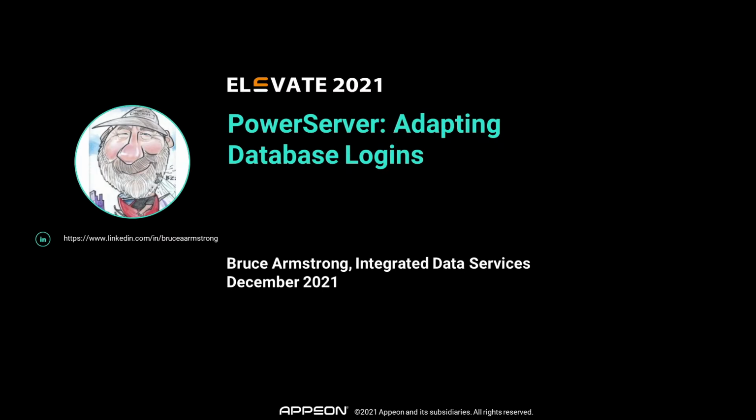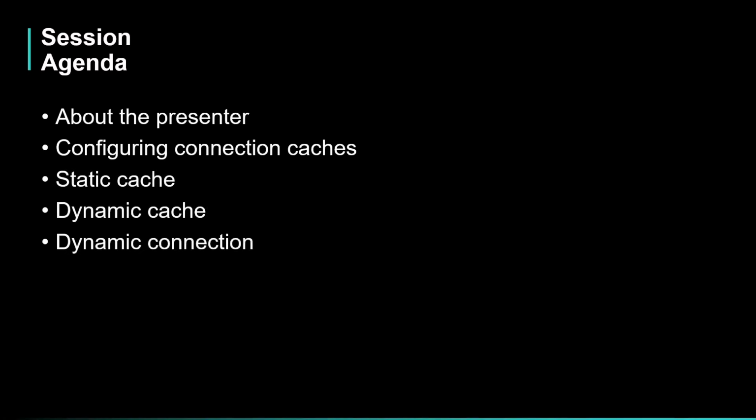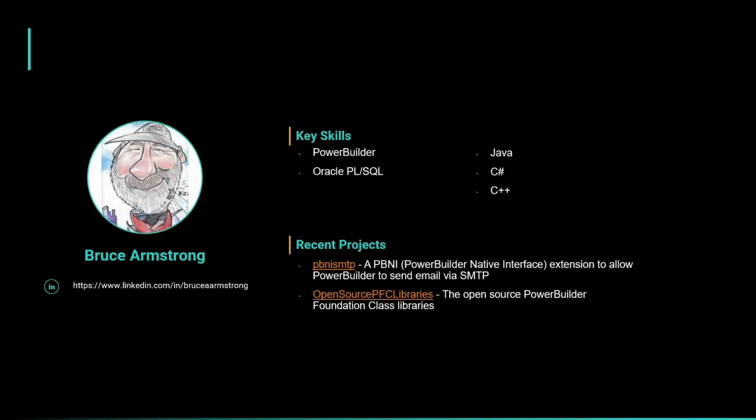So first of all, we have a disclaimer, and let's look at the agenda. I'm going to talk about myself for a little bit, just so you know who I am. We're going to look at where we go about configuring these database connection caches. Then we'll look at the three different options: the static cache, the dynamic cache, and then dynamic connection. Then we'll compare the options and see what some of the advantages and disadvantages are. And then I've got a demo. Then we'll have Q&A.